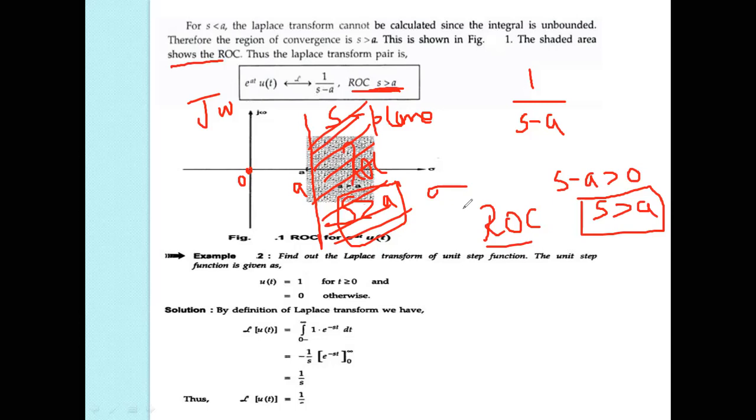It is one-sided, that too positive-sided. Remember, we got greater than here because mu of t is on the positive side. If mu of t changes to the negative side, then the shaded area will be on the left-hand side. Now we got the shaded area on the right-hand side. The region of convergence is s greater than a, not equal to. For all values above a, it exists.